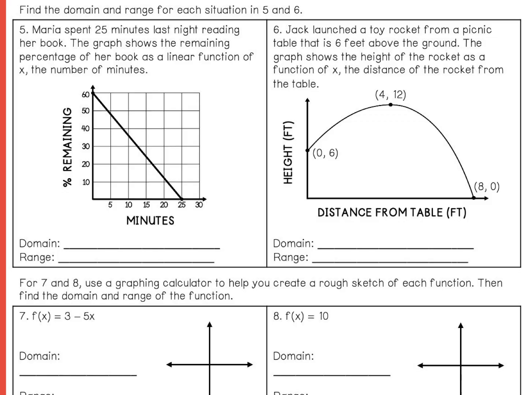All right, let's look at number 5. Maria spent 25 minutes last night reading her book. The graph shows the remaining percent of her book as a linear function, okay? So this is just straight domain and range on this one and on number 6 with Jack. So the difference is that number 5 is linear. Number 6, this is what we call a parabola. We'll talk about that in the spring. So let's start with our domain.